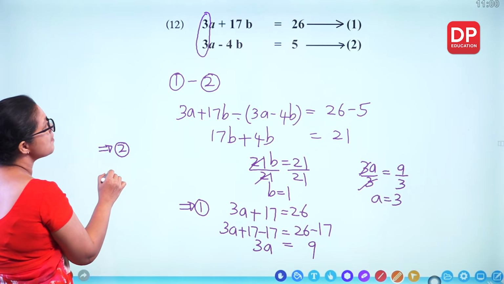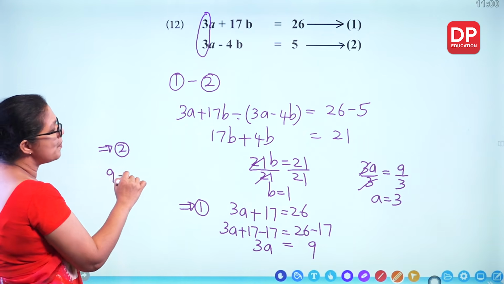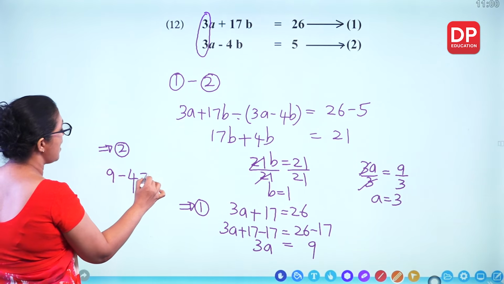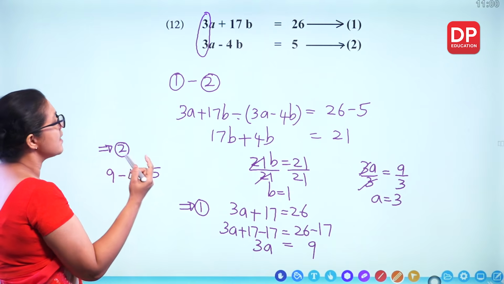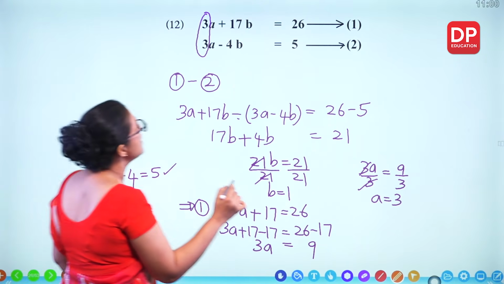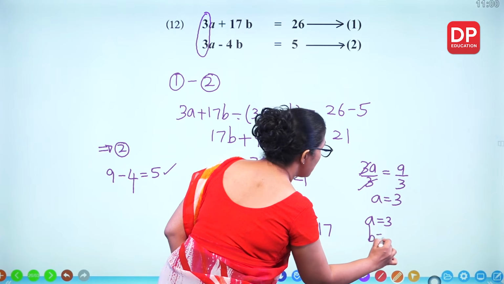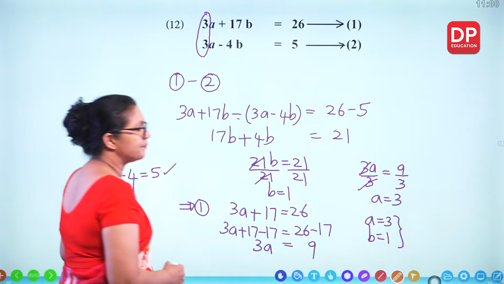3a, 3 times 3, 9. 4 times b, 4 times 1, 4. That's 9 minus 4 is 5. That's correct. That means the solutions are a equals 3, b equals 1.